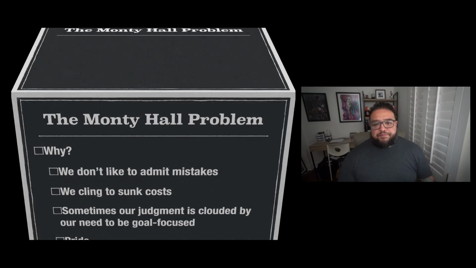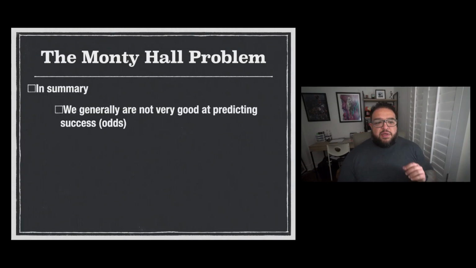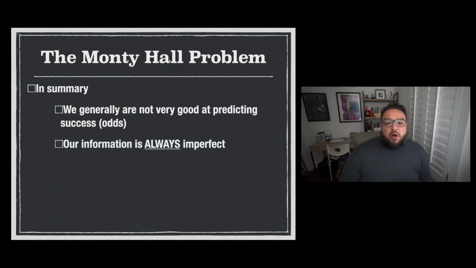So in summary, we generally are not good at predicting success, right? In almost every gambling situation in Vegas, the house is almost always going to win. Our information is always imperfect. We're never going to have all the best possible information available to us. If you look at the three main things that we talked about in terms of probability, if you think about gambling or the stock market or fantasy sports in general, you're only going to have so much information.